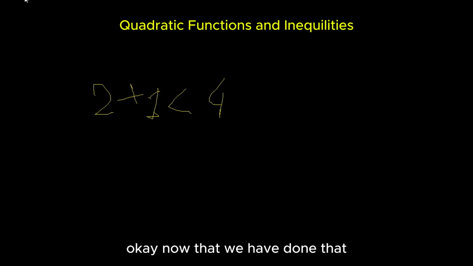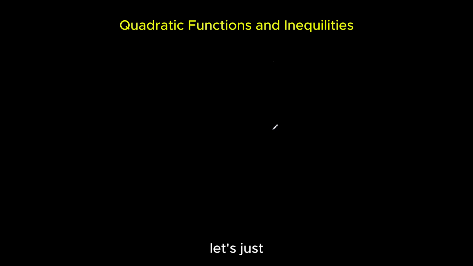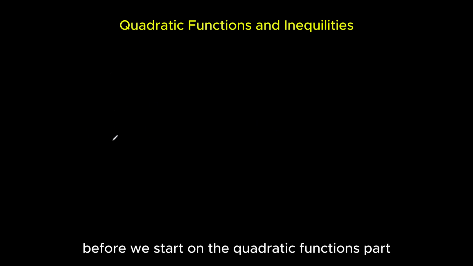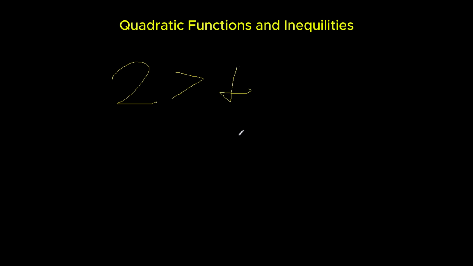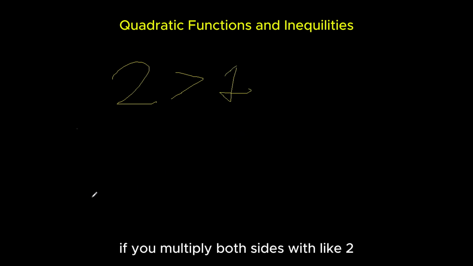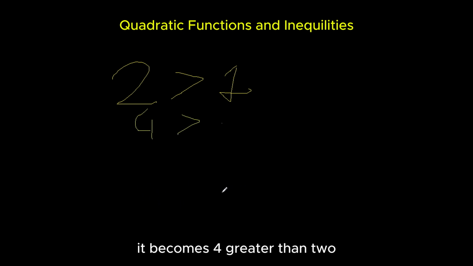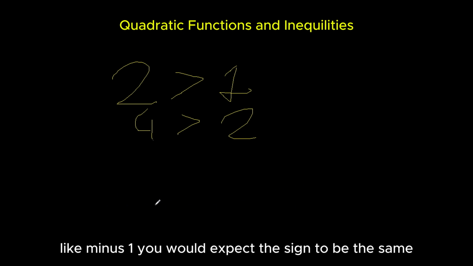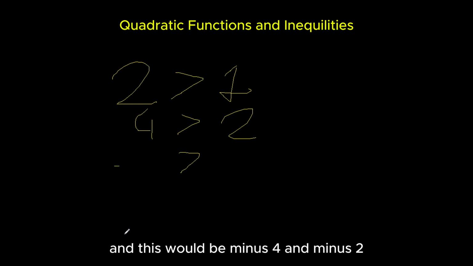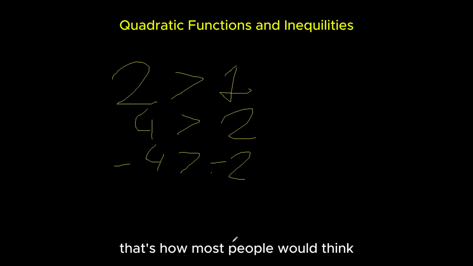Okay, now that we have done that, one last thing before we start on the quadratic functions part. So imagine something like 2 is greater than 1. Okay, simple enough. If you multiply both sides with like 2, it becomes 4 greater than 2. So imagine multiplying them with a negative number like minus 1. You would expect the sign to be the same, and this would be minus 4 and minus 2. That's how most people would think when they're first learning inequalities.